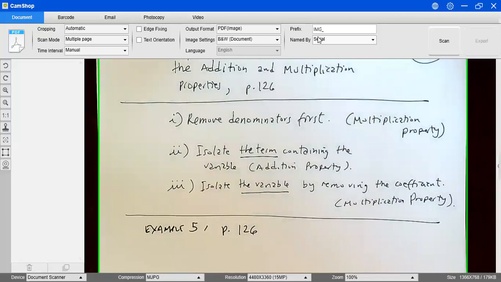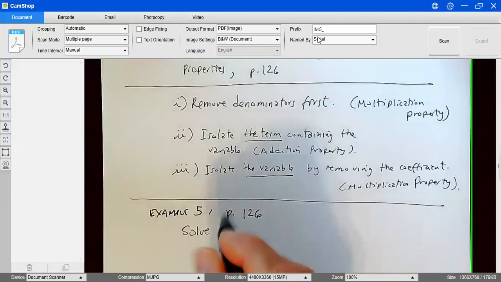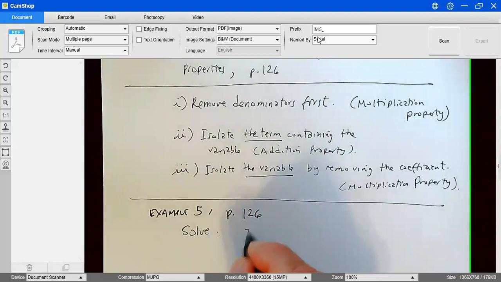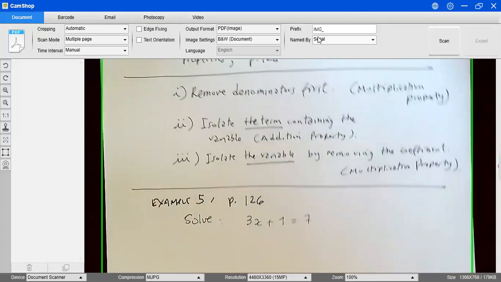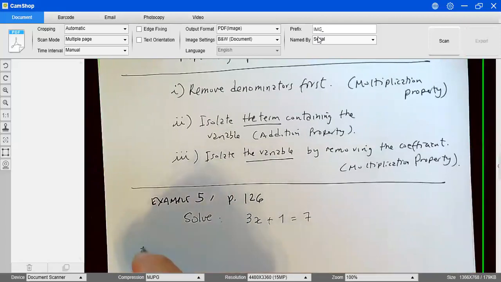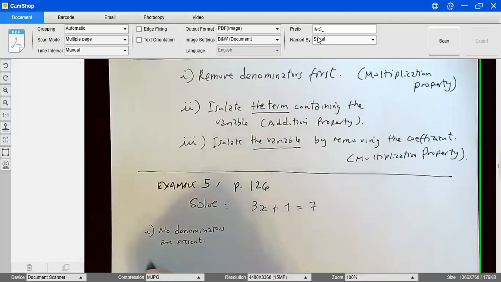In this example, we're going to solve the following equation: 3x plus 1 equals 7. First, you can check that there are no denominators to remove. So nothing to remove, and we go directly to isolating the linear term.